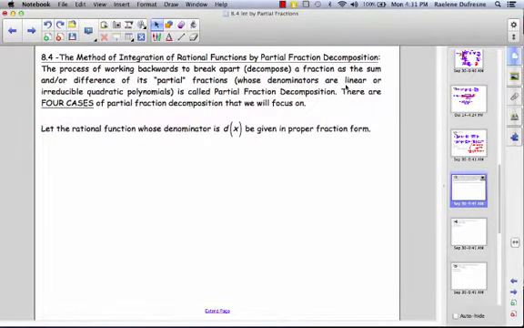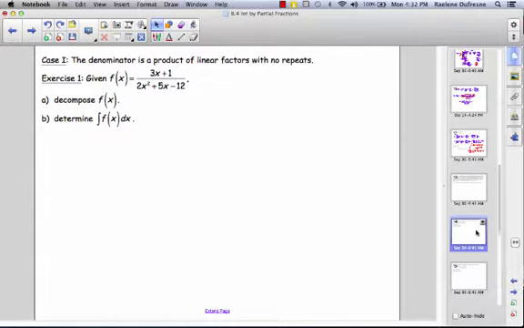The denominators will be linear or irreducible quadratic polynomials. And there are 4 cases that we will take a look at. We're going to let the rational function, whose denominator is D of x, be given in proper fraction form. So in the first case, we have the denominator is a product of linear factors with no repeats. And we will proceed by getting the factorization.